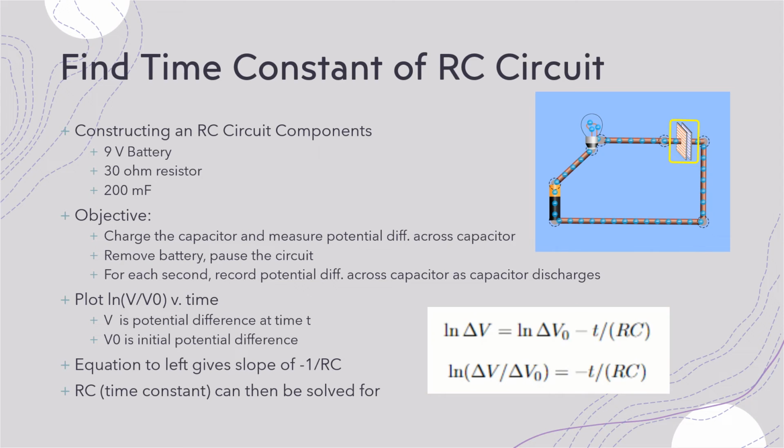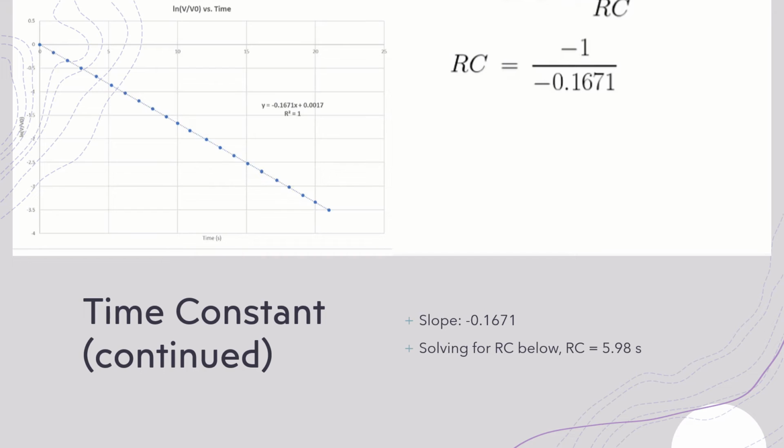For finding the time constant of the RC circuit, we constructed an RC circuit using those components, and our objective was to charge a capacitor and measure potential difference across the capacitor. We removed the battery to pause the circuit, and for each second, we recorded potential difference across the capacitor as the capacitor discharges. So we plotted the ln of the potential difference at time t over the initial potential difference versus time, and our equation gave us the slope of negative 1 over RC, and so our RC time constant can then be solved for, and by using the slope, negative 0.1671, we solve for RC to be 5.98 seconds.